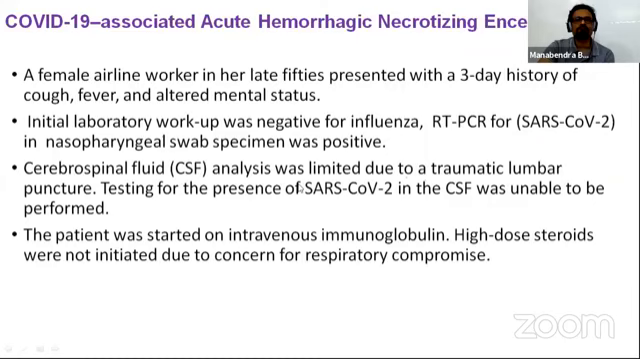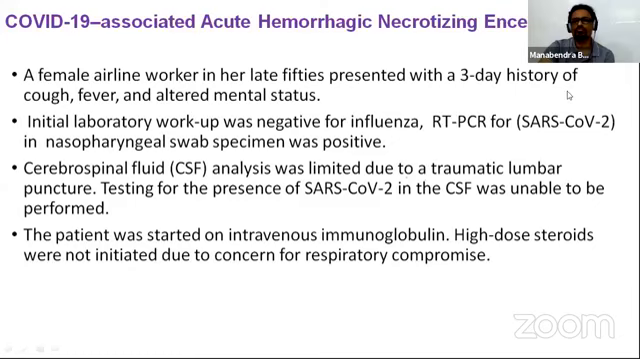Direct viral invasion can cause acute hemorrhagic necrotizing encephalopathy. This patient is a female airline worker in her late 50s with a 3-day history of cough, fever, and altered mental status. She was initially negative for influenza, but RT-PCR on the nasopharyngeal swab was positive. The CSF findings were a blood tap. The patient was started on high-dose intravenous immunoglobulin.